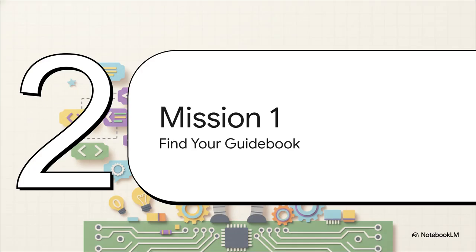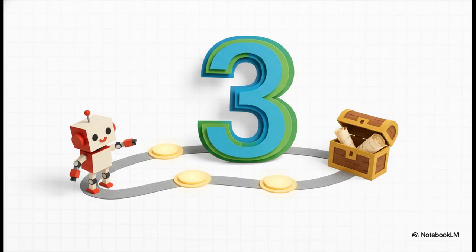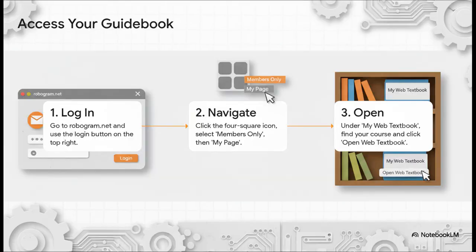All right, mission number 1, let's do this. We're officially on the hunt for our digital guidebook. And really, you should think of this as like the secret map for your entire coding journey. And finding this map, it's so easy. I'm not kidding, it's just 3 quick little steps, and I'm going to walk you through each and every one. You ready? Okay, let's get into it.